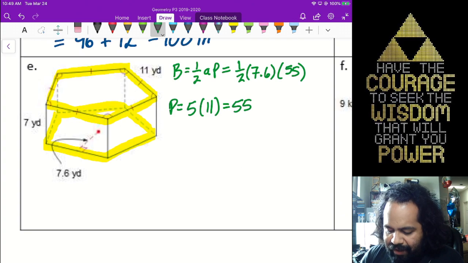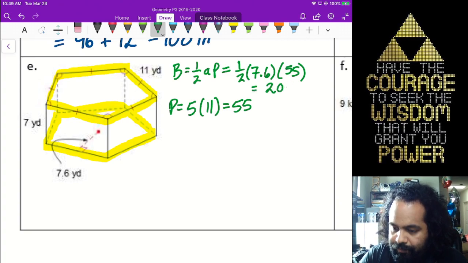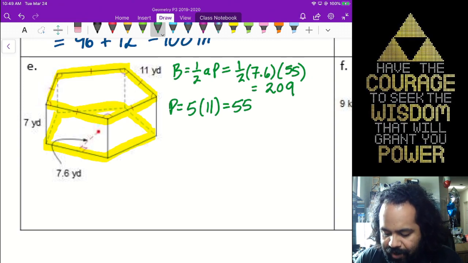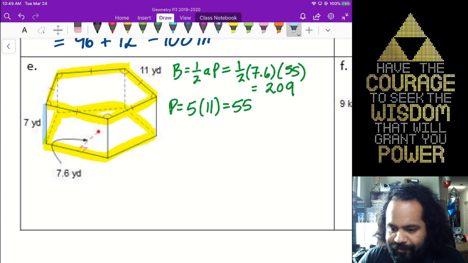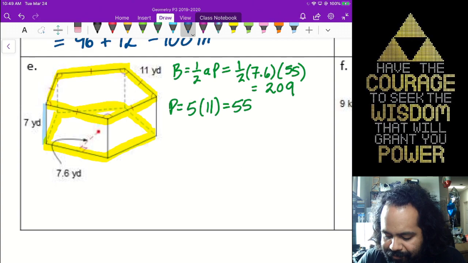But we'll see. Okay, so here we go. I've got 1/2 of 7.6 times 55. And that should get us a solid 209. Okay, so we've got 209 for our base area. We've got the perimeter of 55. And we've got the height of our sandwich right here, 7 yards.